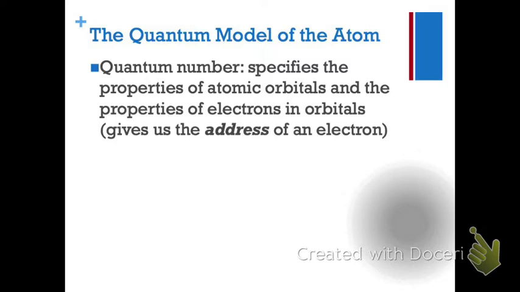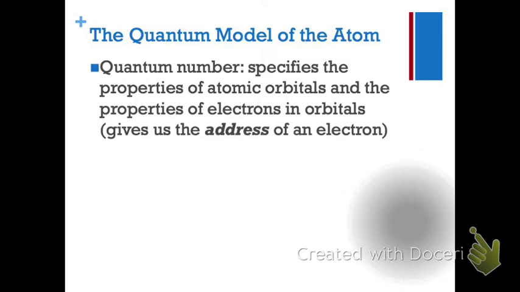And a quantum number specifies the properties of the atomic orbitals and the properties of electrons in the orbitals. So essentially what the quantum number does is it gives us an address for our electron. That's really important. The quantum number gives us an address for our electron.